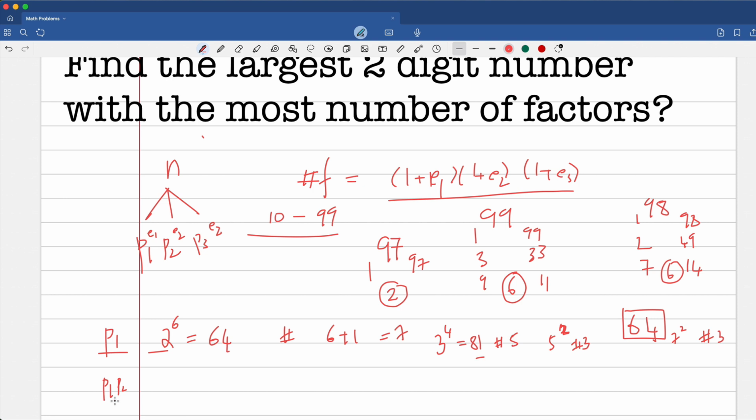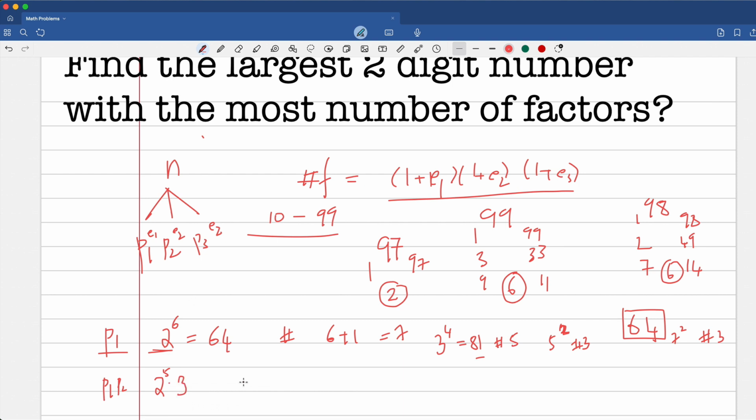What about two prime factors? So one of the ways you can do it is, 2 to the power 6 is 64. You also have the intuition that the smaller the prime factor, the greater the power, and the power has to be higher. So in this case, you could think of 2 to the power 5 times 3 as a possible option.